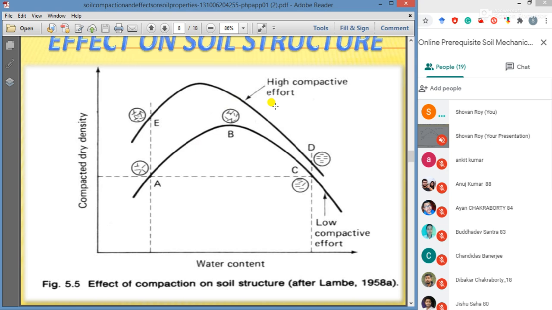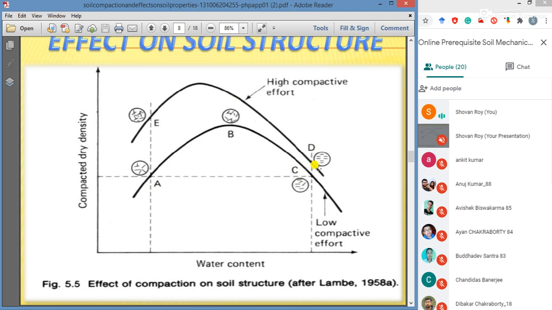The conclusion is that at point C and at point D, the soil is more oriented than at point A. However, the structure is more oriented at C, or rather, instead of C, it should be E, than at A. So normally, the value at point E is maximum compared to A, and the value at point D is maximum compared to C. This is the main thing.